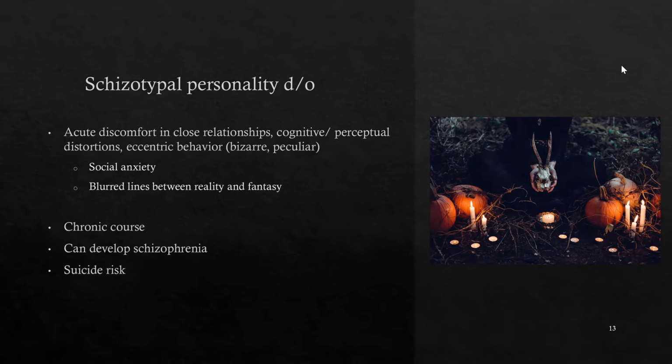Lastly, in this cluster is the schizotypal personality disorder. They express acute discomfort in close relationships. They have cognitive or perceptual distortions and eccentric behavior that can come across as bizarre or peculiar. They can have social anxiety, and there are usually blurred lines between what is fantasy and what is reality. This takes a chronic course, and patients who are diagnosed with schizotypal personality disorder are at an increased risk of developing schizophrenia and also at an increased risk of suicide.